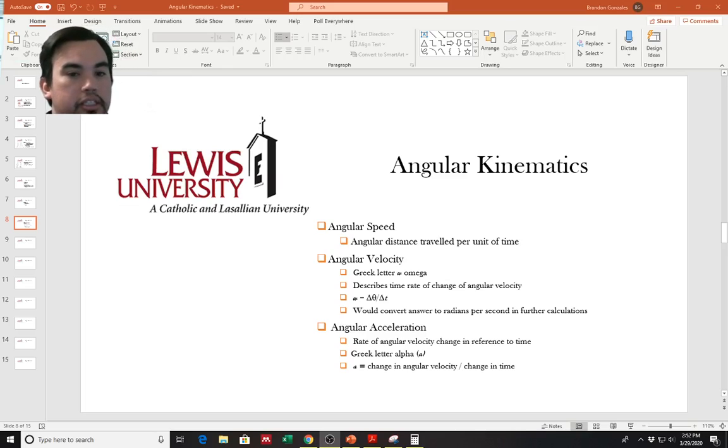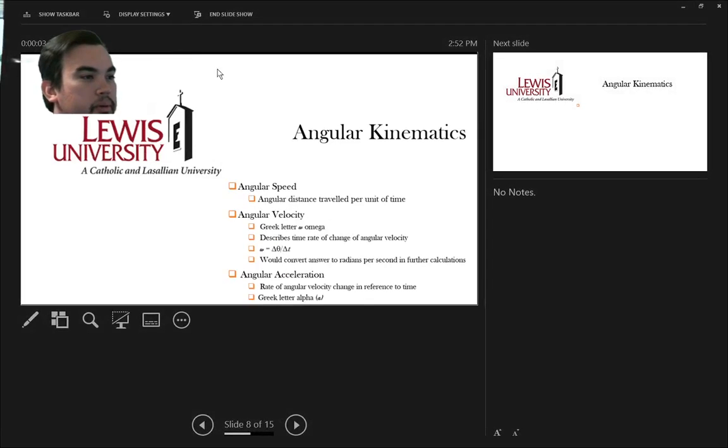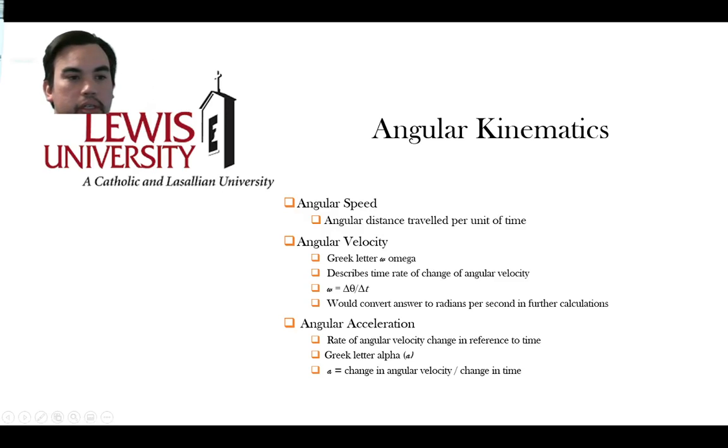Okay, so the last part that we are going to go over is angular speed and angular velocity along with angular acceleration. Now these are fairly similar to that of linear speed, linear velocity, and linear acceleration. The only difference is now we are dealing with angles in different Greek letters, to be honest, for the most part. Okay, so angular speed.